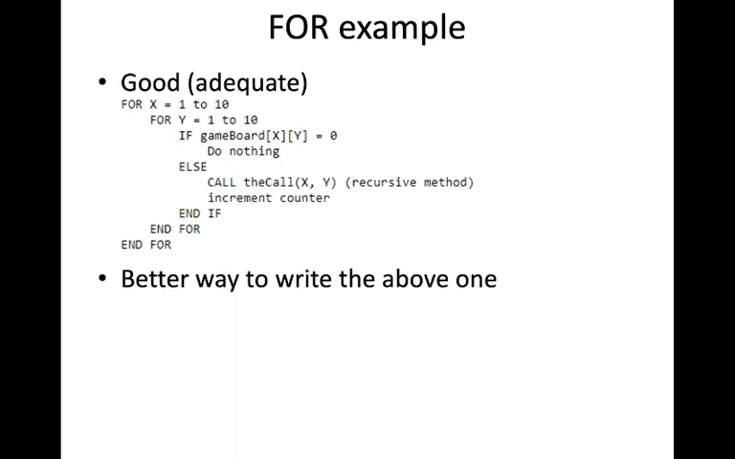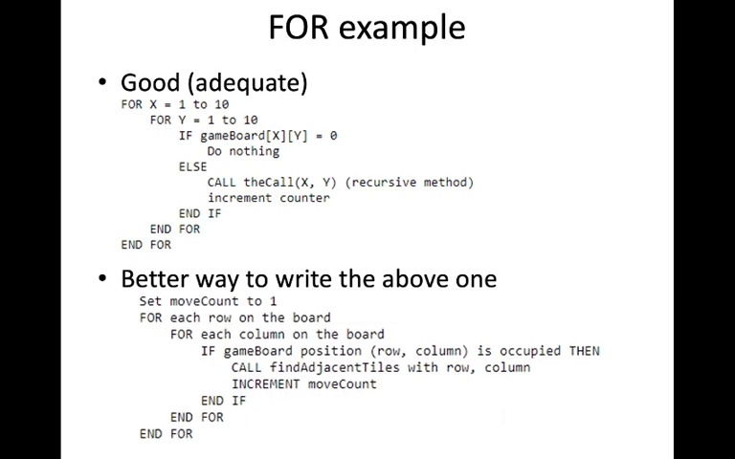The same program can be written in a better way like this one. Set move count. We are using set to set some value. So set move count to 1. Then for each row on the board, for each column on the board, like that. It is part of some game board program. You need not worry about this, just to show how it would look. So you can write it this way or this way. This will be much better. If you want, you can follow this way also in writing this for.